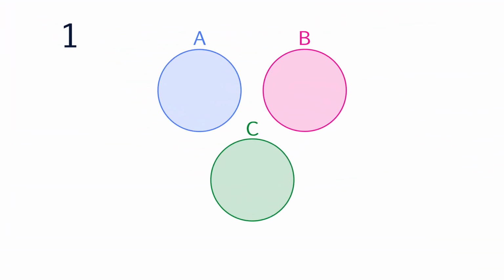These three circles do not overlap. This is because the three sets, A, B, and C, do not share any common elements. Recall that sets without common elements are known as disjoint sets. The intersection of sets A, B, and C is therefore an empty set.